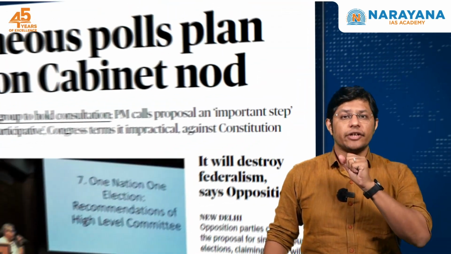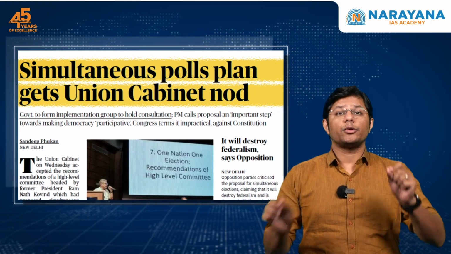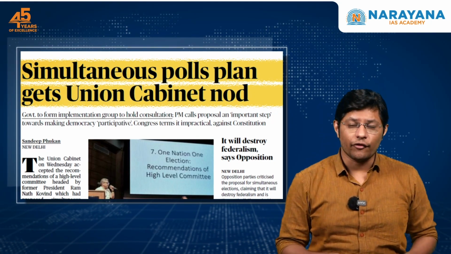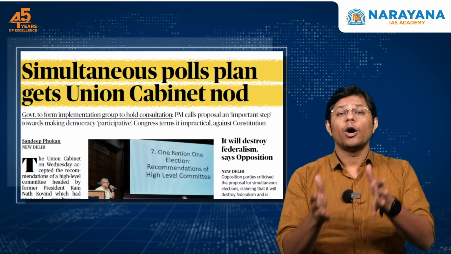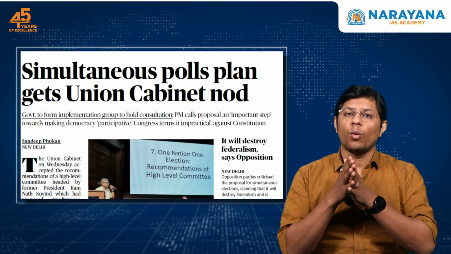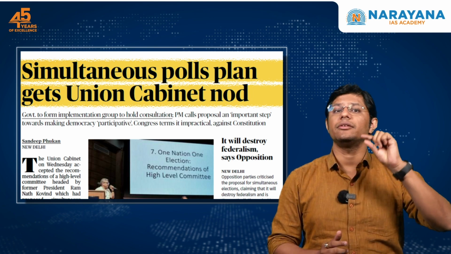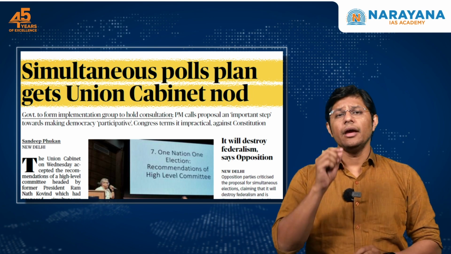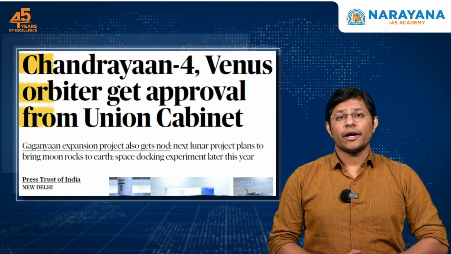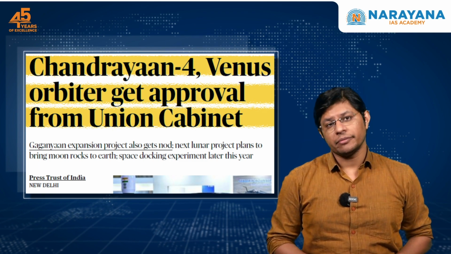The second article we have taken from Indian Express page number 18. In this article, we are going to understand the feasibility of synchronous elections or simultaneous elections or one nation, one election. The third article we have taken from Hindu page number 14. Now in this, we'll understand about the Chandrayaan 4 mission and the Venus orbiter mission.